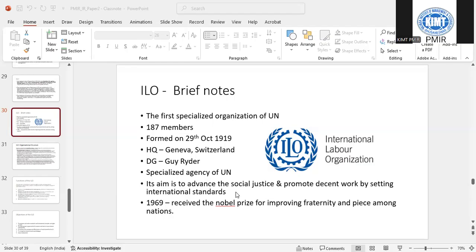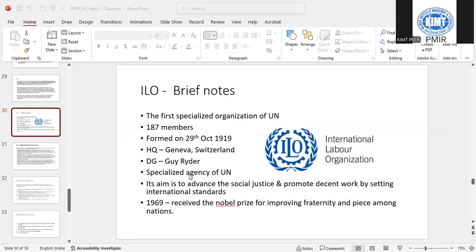1990. Remember this date. It was formed on 29th October 1990. And the member is 187 members. This was an organization under UN. UN, United Nations, is controlling everything. DG Guy Ryder, Director General. He came from the trade union background.